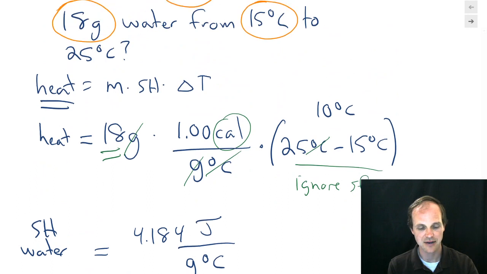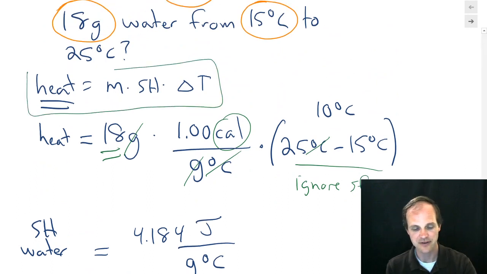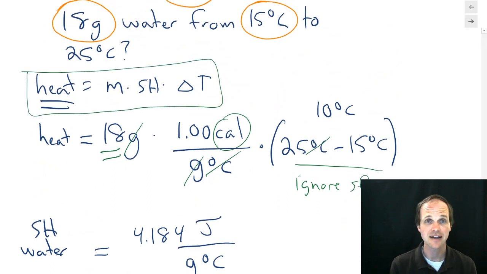Now, just like any other algebraic equation, when we've got this equation here, we can solve for any of those variables by knowing the other ones. So if we wanted to solve for mass, if we knew heat, specific heat, and delta T, we could solve for mass. If we wanted to solve for specific heat, if we knew heat, mass, and delta T, we could solve for specific heat.